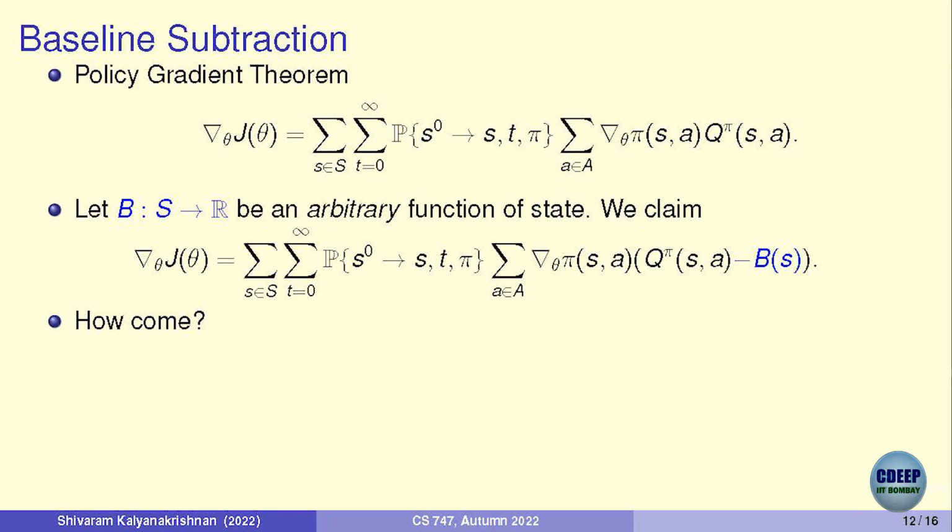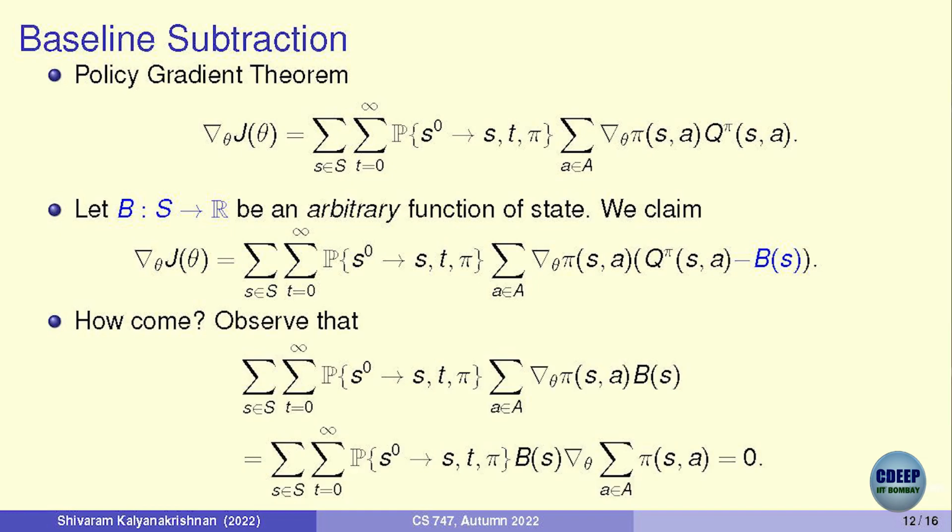The reason this looks a little bit unbelievable is that I'm saying this is an arbitrary function of state, and how can you do that and this will still be the gradient with respect to theta? It looks strange, but one step of derivation will show you that it's not, because let's look at the quantity that we are subtracting out. It is the sum over states, the sum over time, the p multiplying the sum over actions, the gradient times b of s. That's the quantity we are subtracting out.